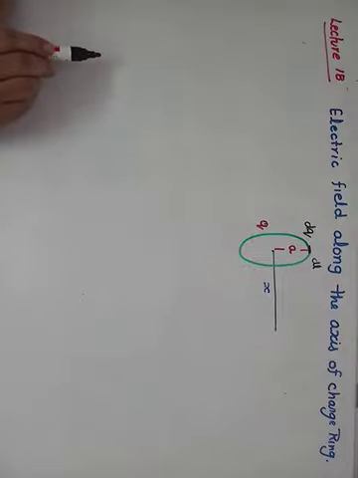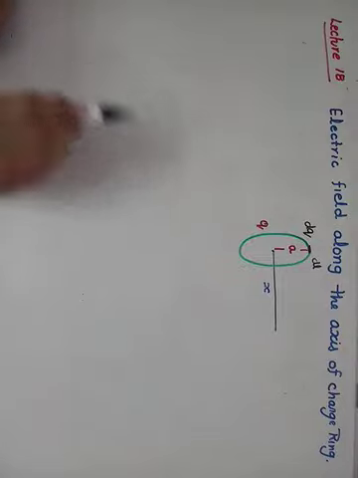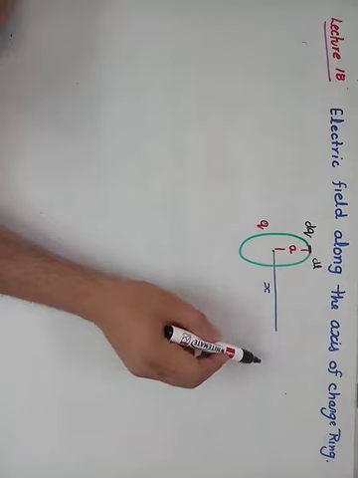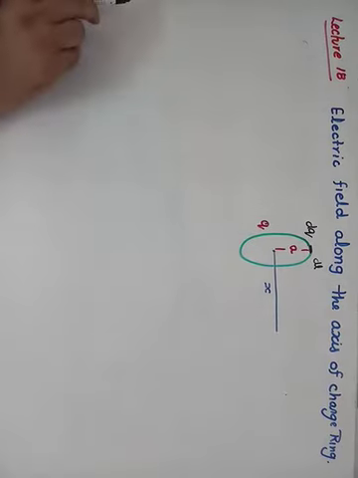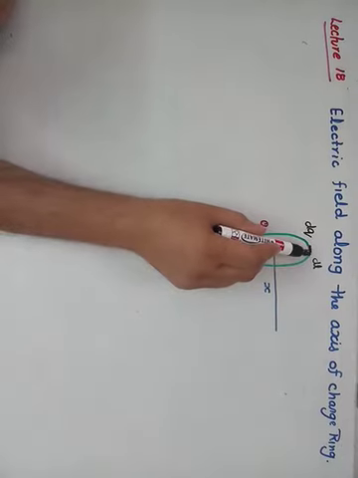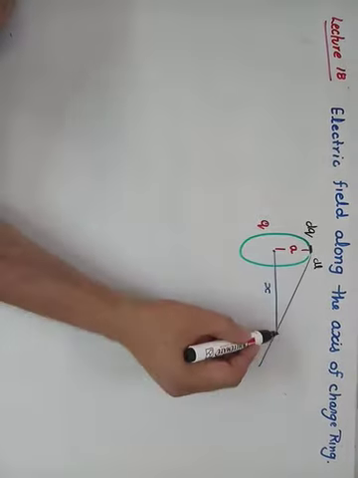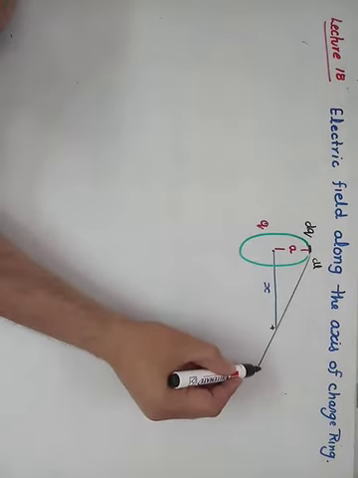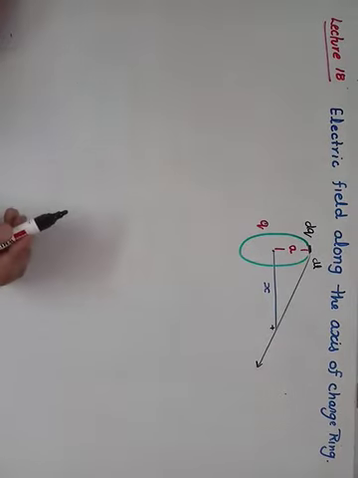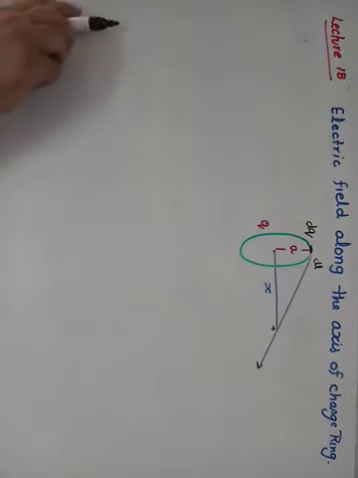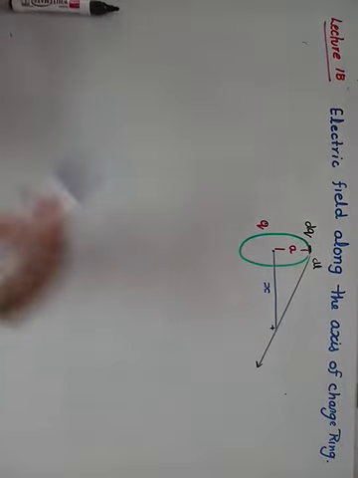How do we calculate the electric field? We assume a unit positive charge at the point where we have to find the electric field, and the direction in which the positive charge experiences a force will be the direction of the electric field. Due to this charge dq, the unit positive charge will experience a force in this direction. We have to assume a unit positive charge on this axis. We can extend this axis.